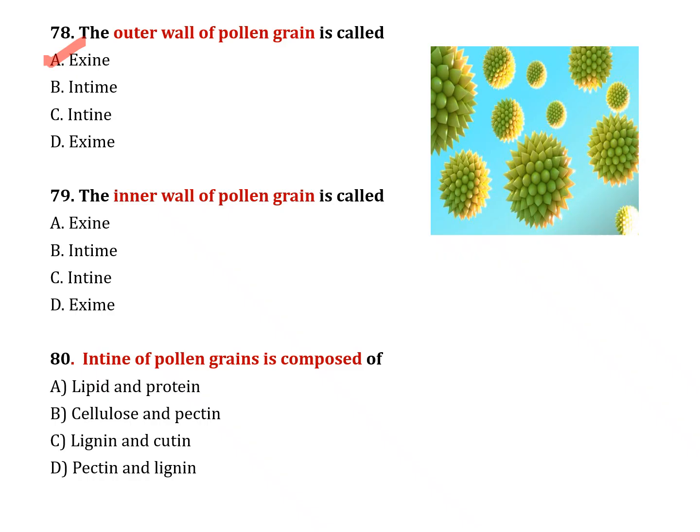The next question, number 79. The inner wall of the pollen grain is called: option A, exine; option B, intine; option C, intine; option D, exine. The correct answer is option C, intine.